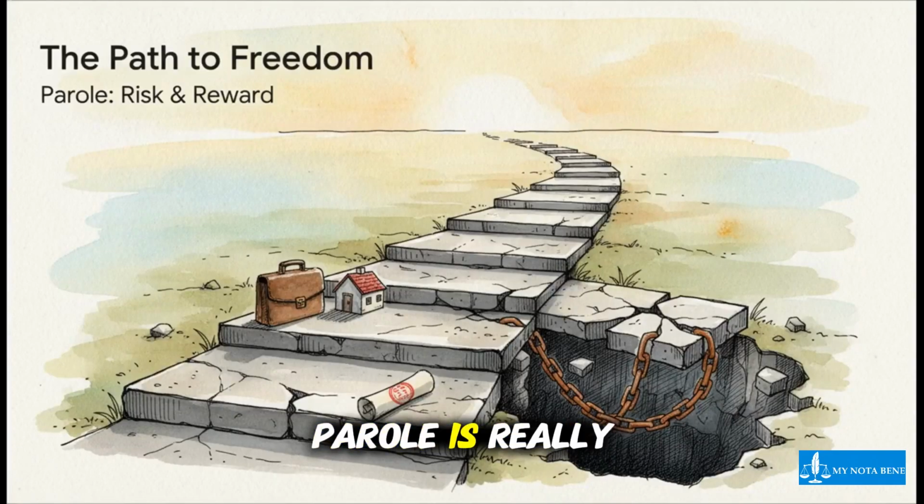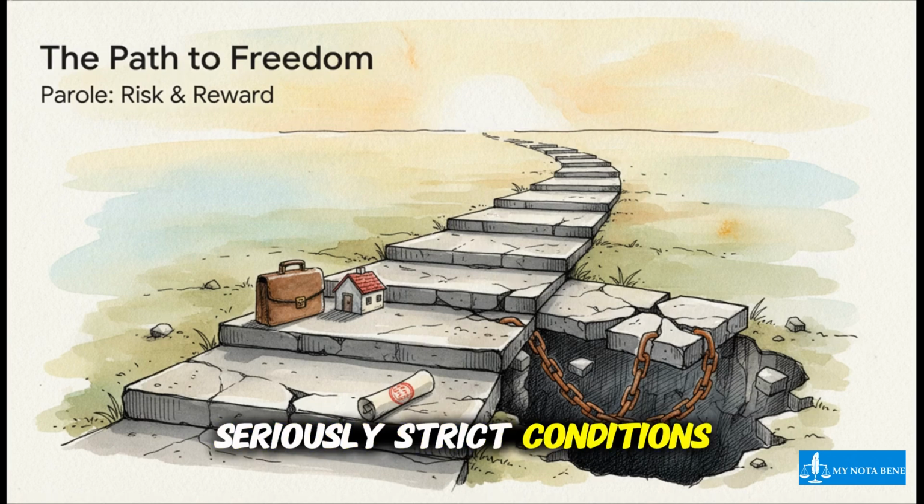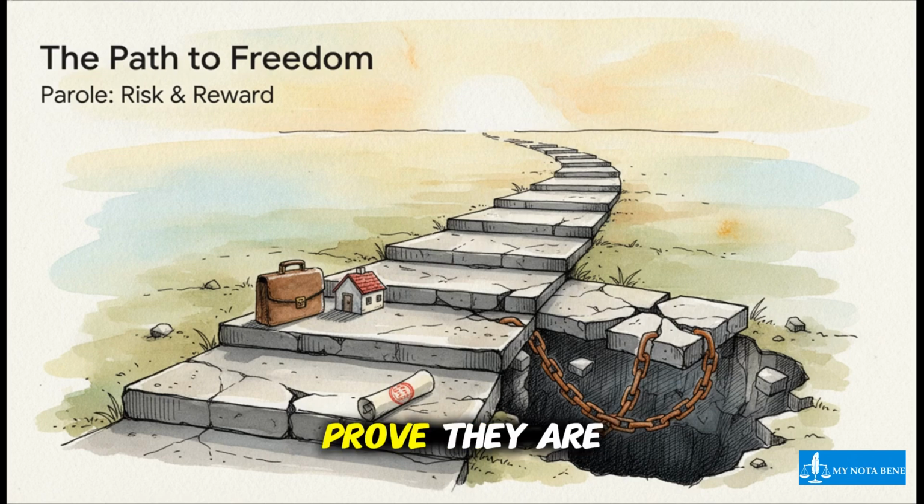But winning that parole is really just the beginning. Once that minimum term is served, the prisoner becomes eligible for parole, which means they get to serve the remainder of their sentence out of jail. But they have to follow some seriously strict conditions. They have to get a legitimate job, prove they are a law-abiding citizen, keep a fixed residence, and constantly report to a parole officer. And if they violate any of these terms, boom, the board revokes their release, they are rearrested, and they go straight back to jail to serve the rest of their time behind bars.